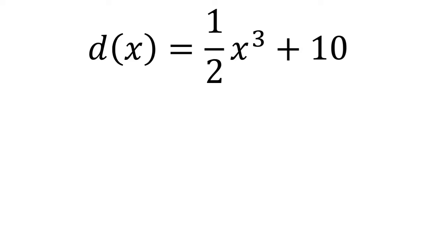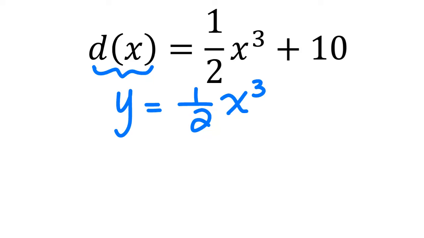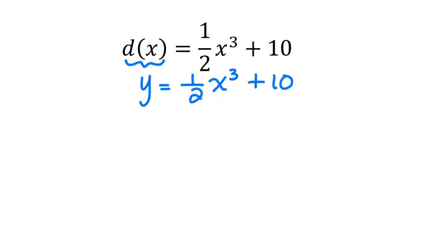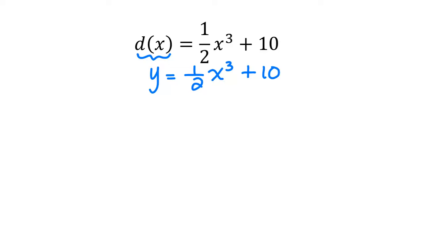All right, what's my very first step? Change the function notation to y. Thank you. So d of x becomes y. Everything else stays the same. Okay, what's my step 2? So y becomes x, and an x becomes a y. Everything else stays the same.